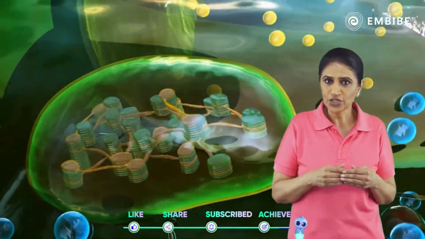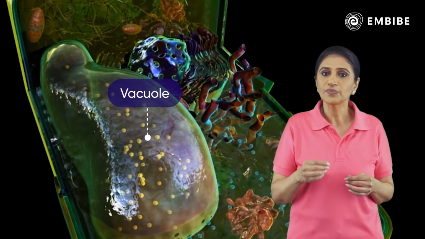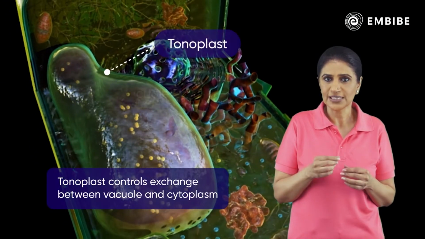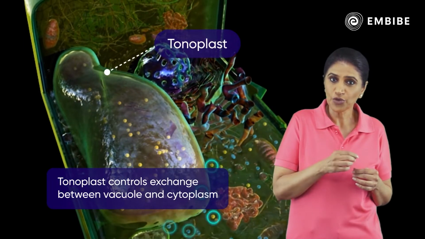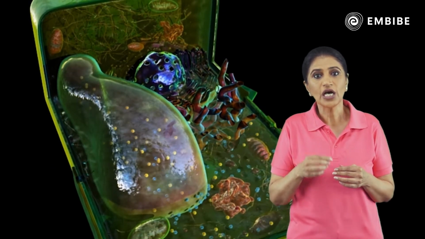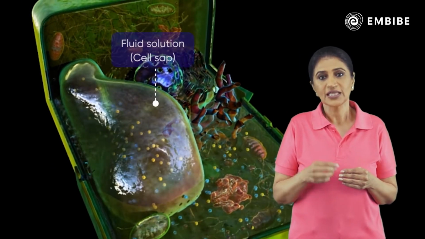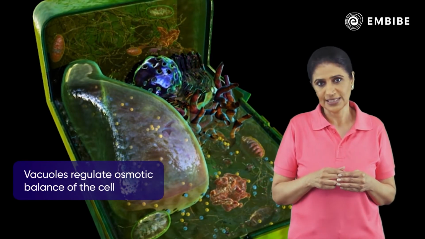Also seen in the cytoplasm is a large central vacuole. It is surrounded by a membrane called the tonoplast. The tonoplast controls the exchange between the vacuole and the cytoplasm. Inside the vacuole, a fluid is present. The vacuoles help to regulate the osmotic properties of cells.